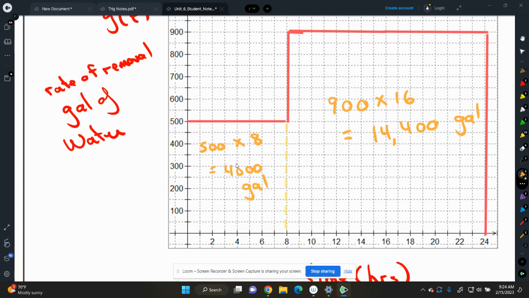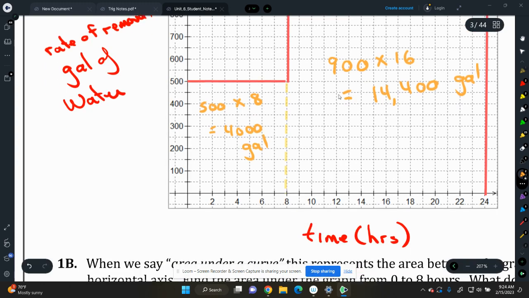Okay. So what we're looking at here is actually an integral. We're looking at the area, right? So we're looking at the area between the curve and the x-axis. Now, if we're talking about the rate of removal, we can just call that dG, right? dG.